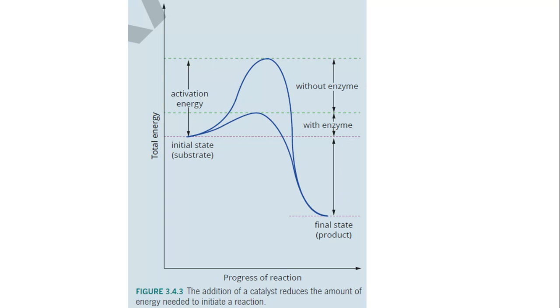Here we can see a graph of a reaction. Without an enzyme, a lot more energy is required for the reaction to occur. With an enzyme, the total energy required is much less. We do get to the same state at the end, so both reactions still occur and the product is still formed. The amount of energy needed to initiate the reaction is much less with an enzyme than without an enzyme.